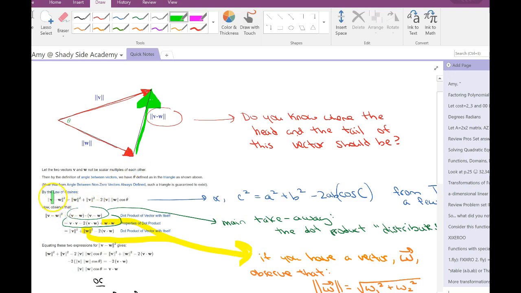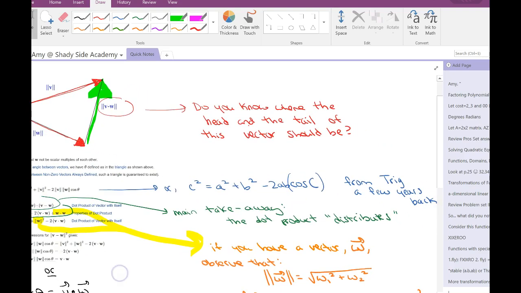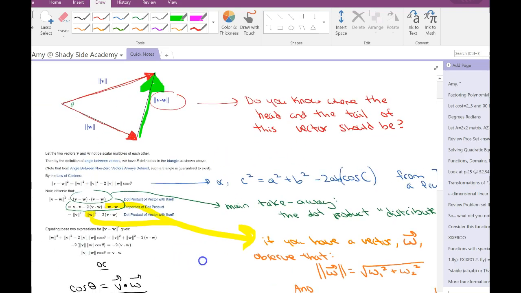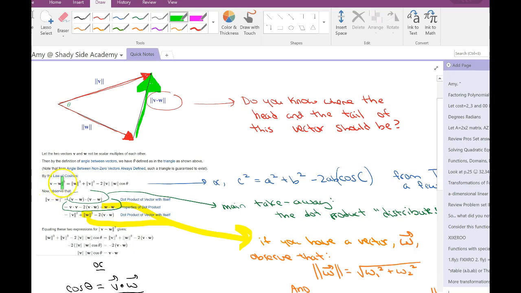Okay, first line, by the law of cosines. This is saying nothing different than what you saw in trigonometry some years back. Specifically, side squared equals side squared plus side squared minus 2 times side times side times cosine of the angle opposite side c. Notice the side v minus w squared, this green side, equals the magnitude of v squared plus the magnitude of w squared minus 2 times the magnitudes times cosine of theta. This angle is opposite this side right here.